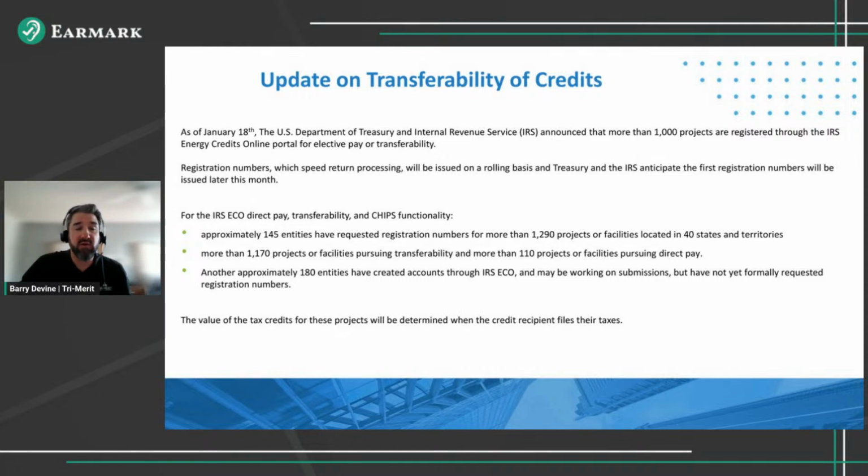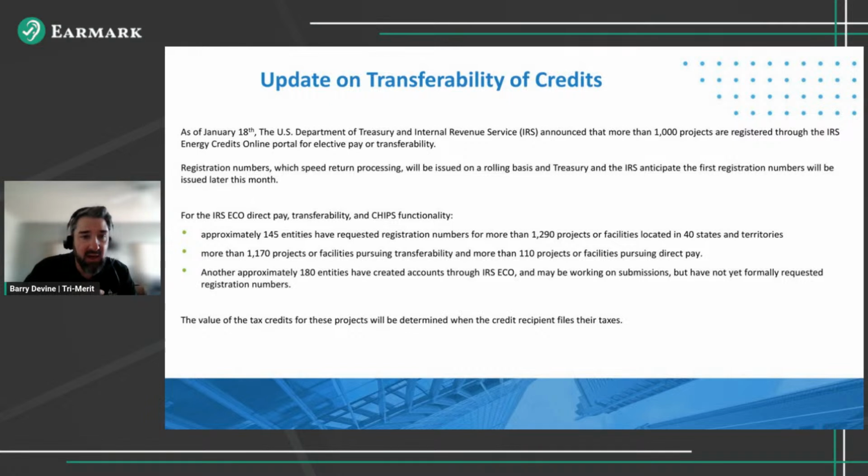So I couldn't find any more recent data. They weren't publishing it, but it's estimated that somewhere between, and this is a very big range, between $3 and $9 billion of 2023 credits will go through the portal.